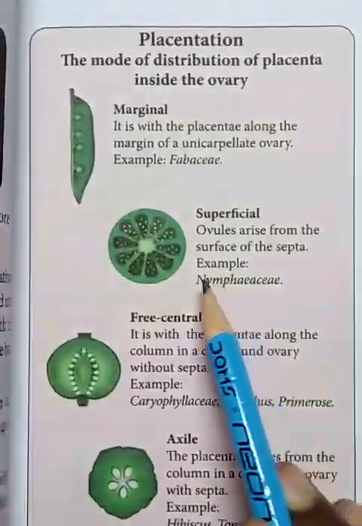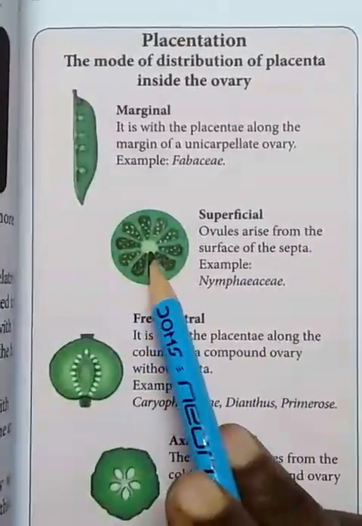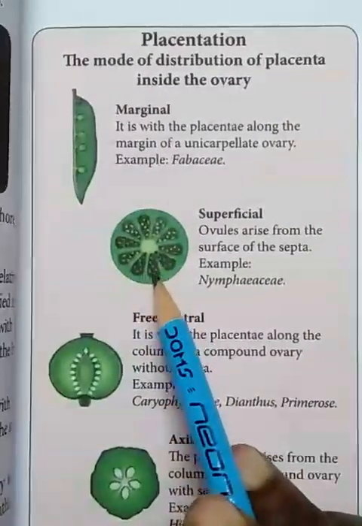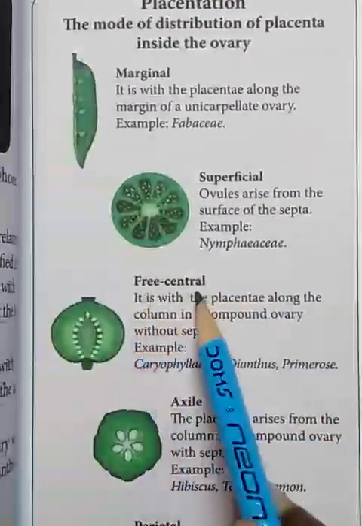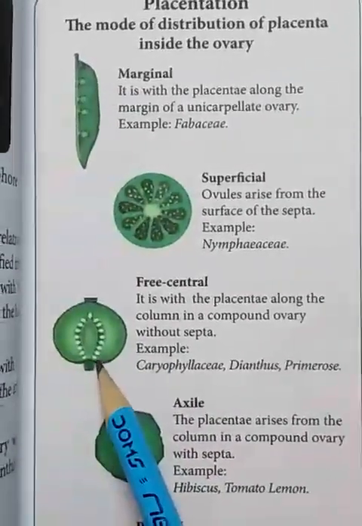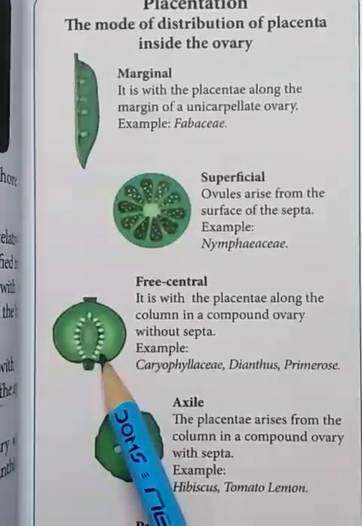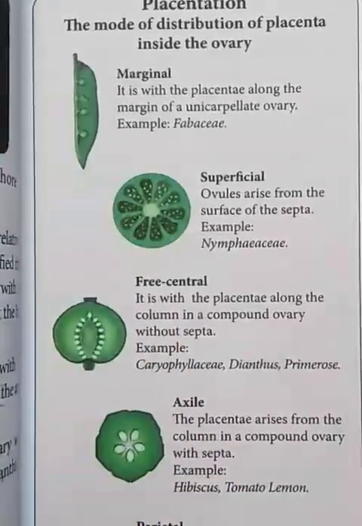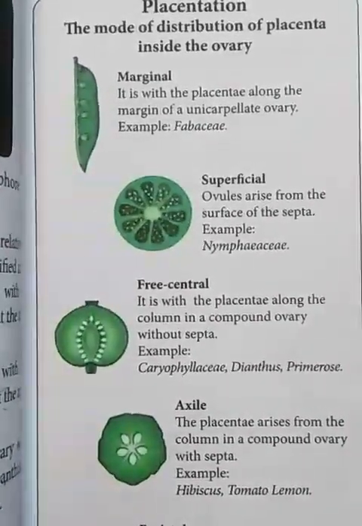Next, superficial. The ovules arise from the surface of the septa. Septa means the wall. From this septa, the placenta is arising. Then it is called superficial. Then it is the Nymphaeaceae. Free central. It is with the placenta along the column in a compound ovary without septa. So here there is no septa present. In the center you can find the placenta with numerous ovules. Then it is called free central. You can find this in Caryophyllaceae, Dianthus, Primrose, etc.